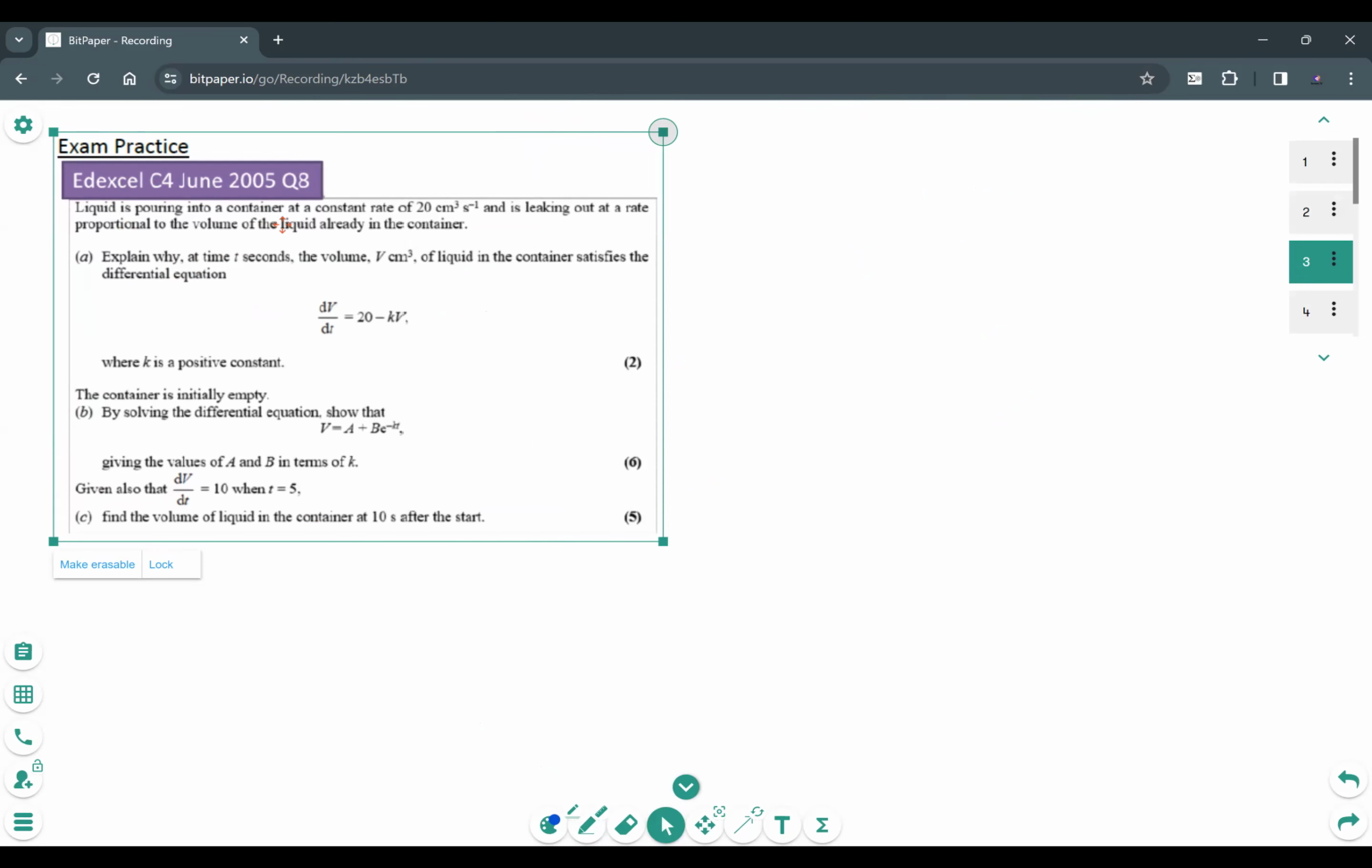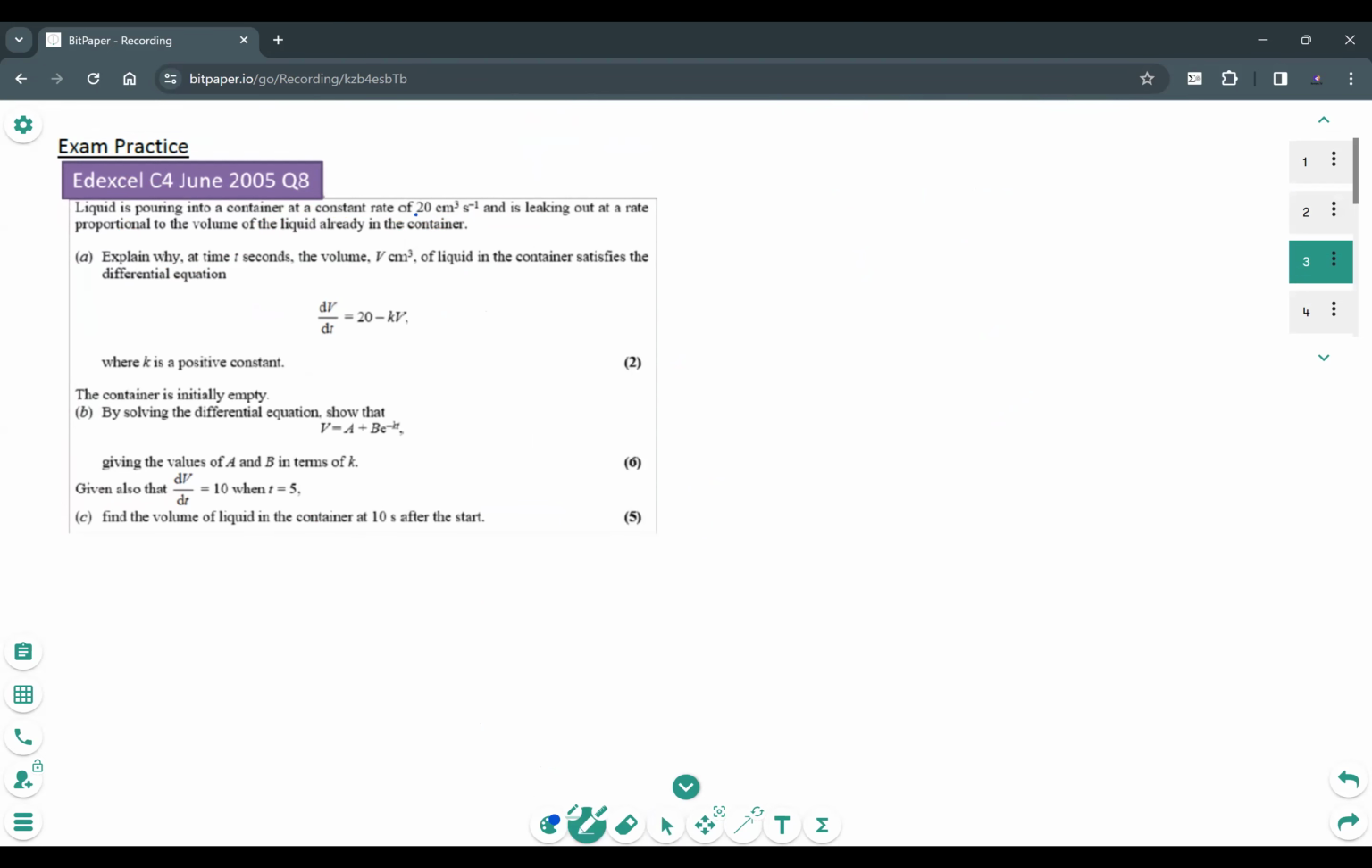So liquid is pouring into the container at a constant rate of 20 centimeters cubed per second. So a rate. In here you can tell this is going to be dV by dt, judging by the unit. It's 20, pouring in, so it's positive. And it's leaking out. Leak out means negative, at a rate proportional to the volume of the liquid already in the container, so minus kV. So altogether, it's dV by dt equals 20 minus kV. But here they ask you to explain why that is the case, so you have to use words to explain. I'm going to show you how.